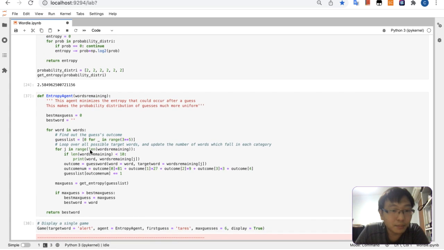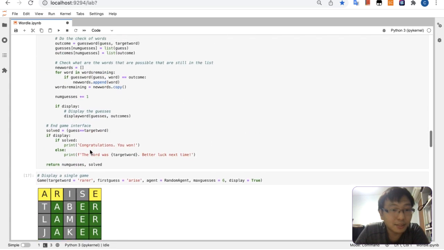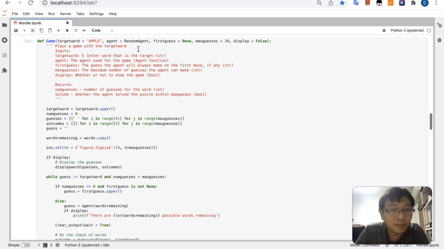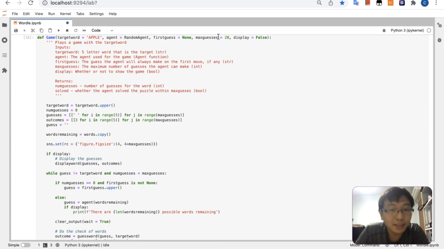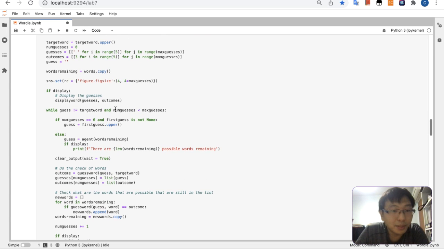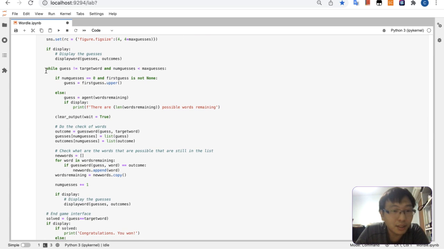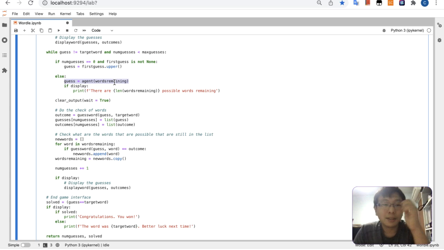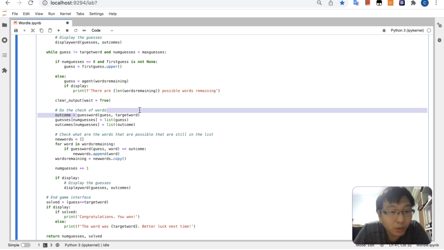Oh, yeah. The game function is like this. The game function is here. It takes in an agent, the guess and the max guesses, and basically while the guess now is not the target, we pass this to the agent, and then based on this guess here, we do the outcome here.